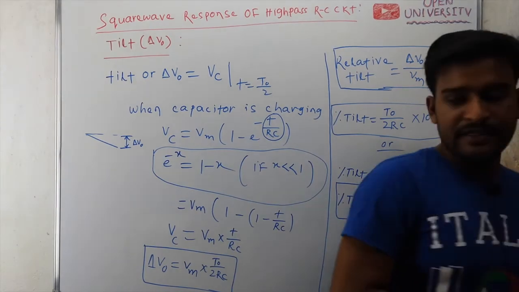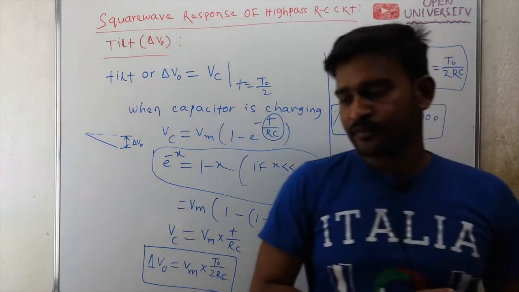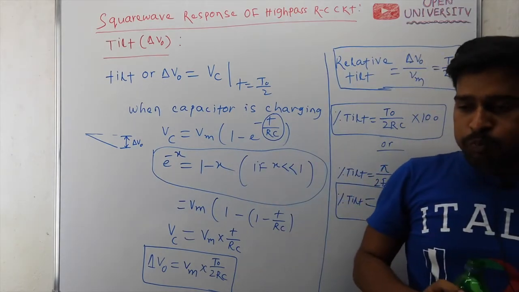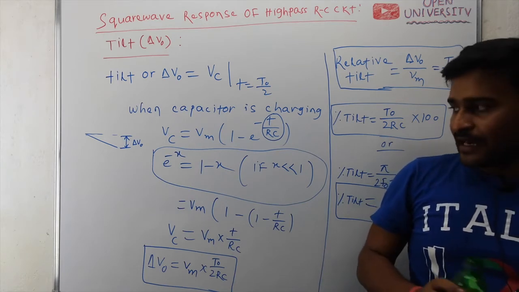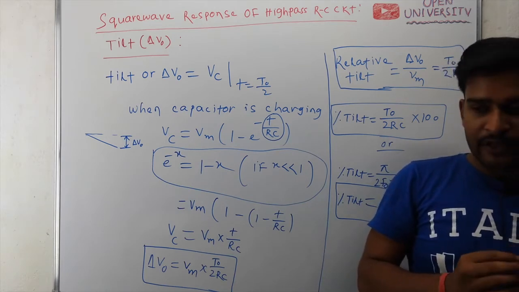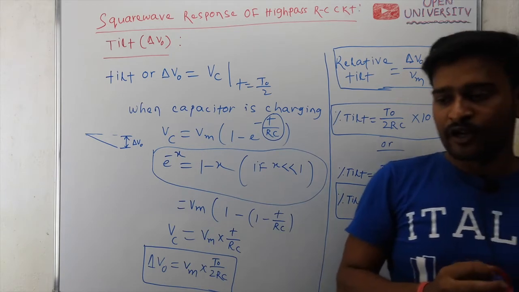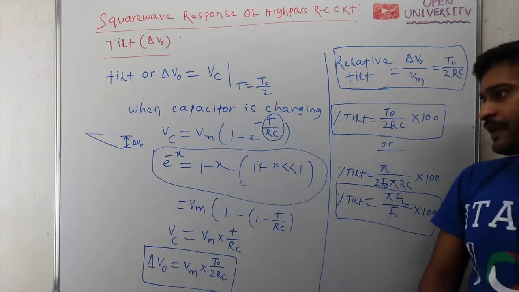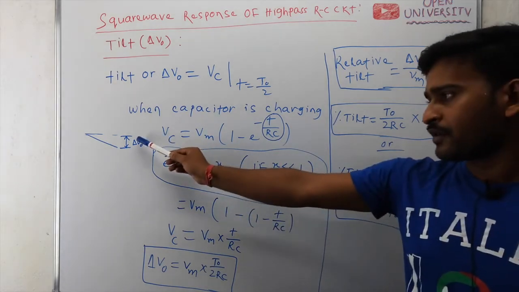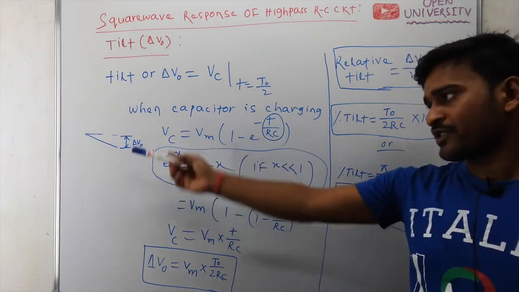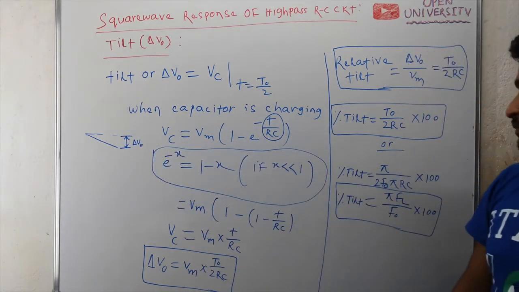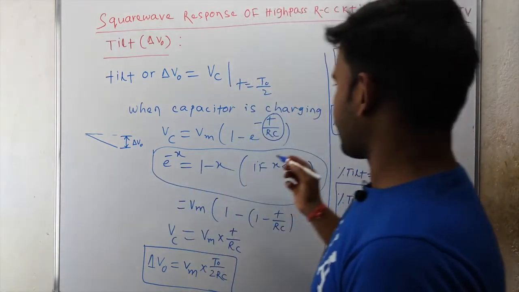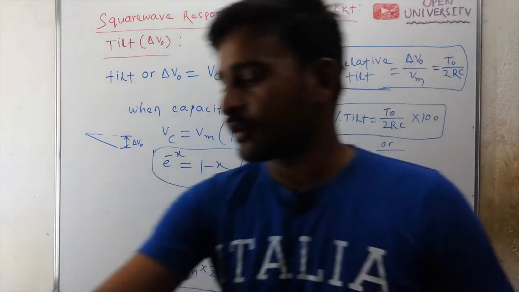Thus the output waveform will be almost similar to the input waveform. If delta V naught is very small, then your output waveform will be almost the same as the input waveform, or wave shaping cannot occur. Remember this.